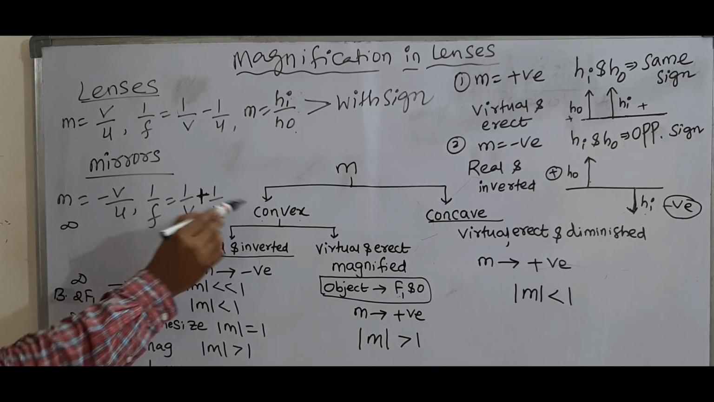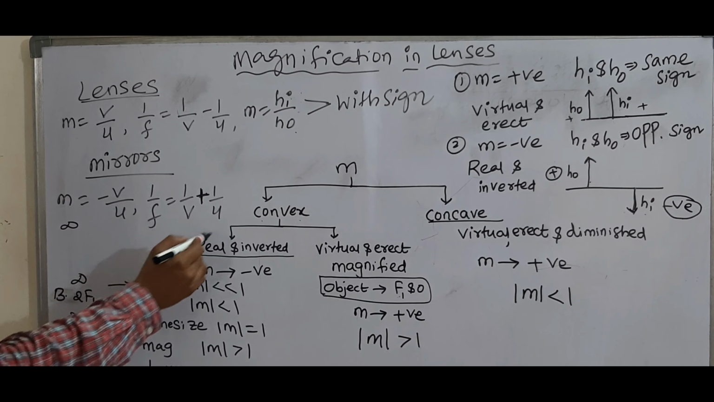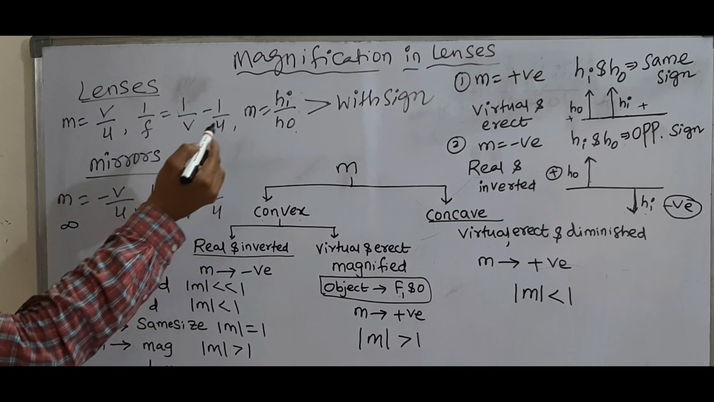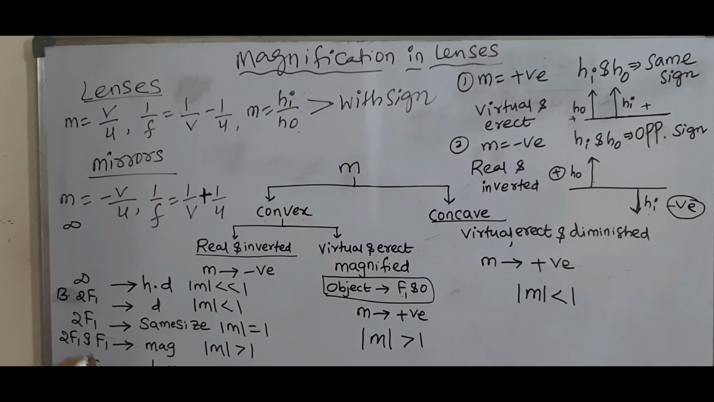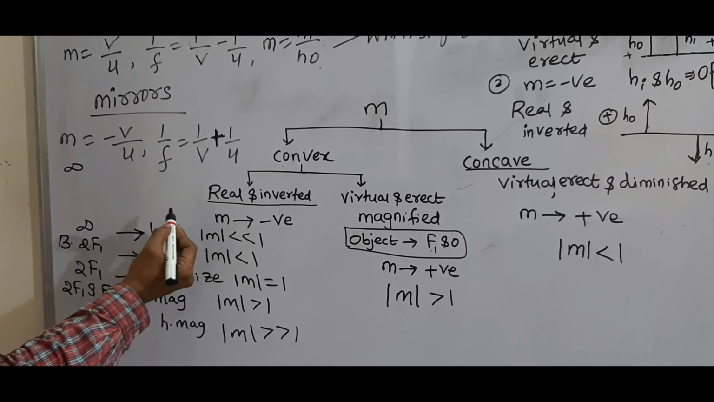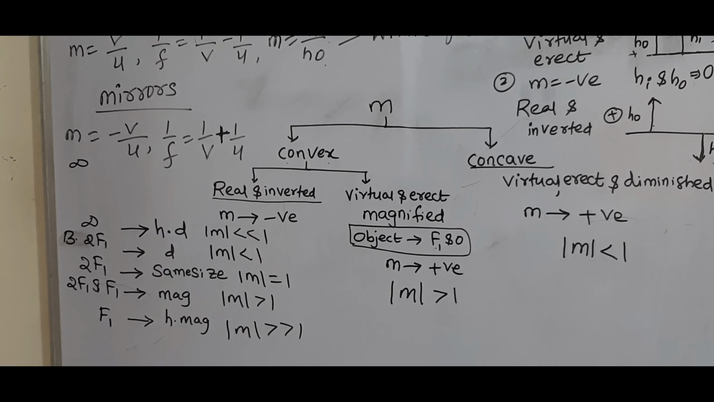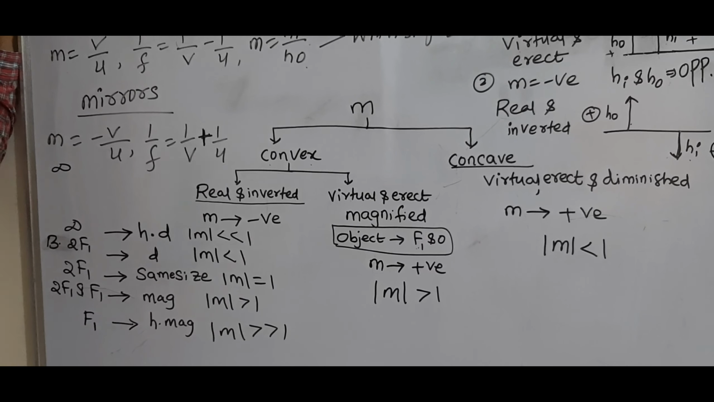So magnification is negative. Next, between 2f1 and f1. Which image is formed? Real and inverted image is formed. So magnification is negative. Next, at f1. Which image is formed? Real and inverted image is formed. So magnification is negative. So this gives which type of image. Next here, next is sizes.